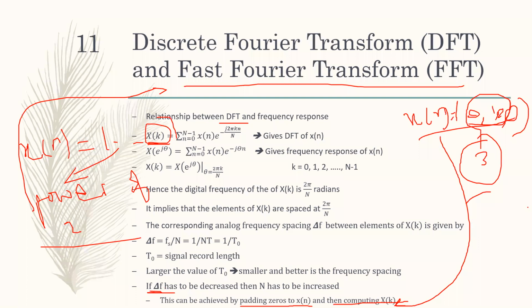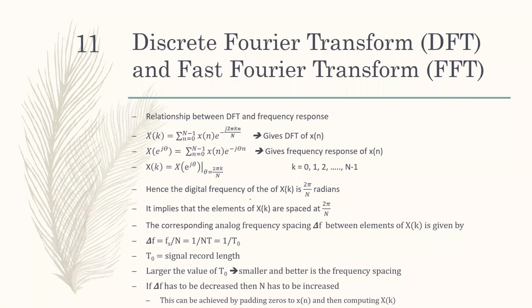Previously, if I just put the 3 samples, the 3 samples will be present, one sample here, one sample here, one sample here. But if I put a 0, what happens is you have decreased the spacing between the elements of X of k. Now you have placed 4 samples over there by padding one extra 0. So that is what you're trying to achieve here. That's why padding is done.